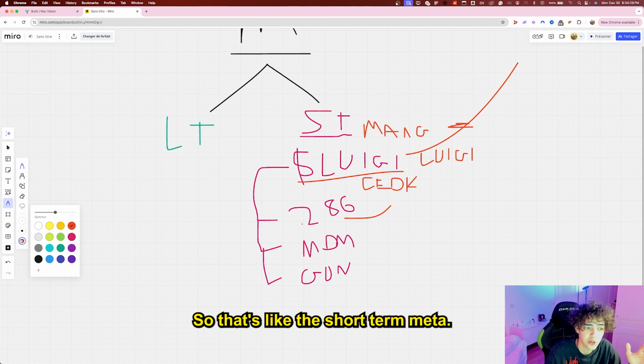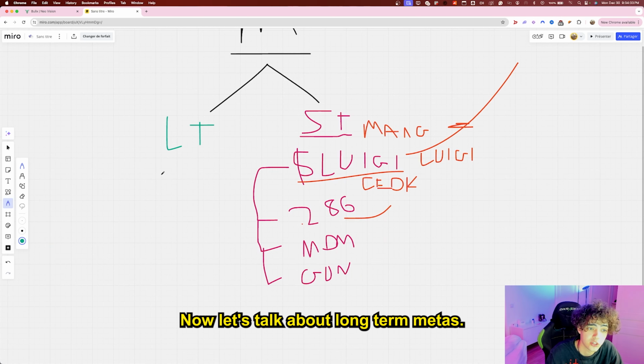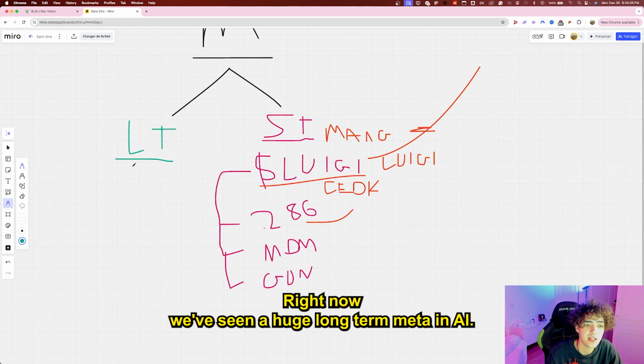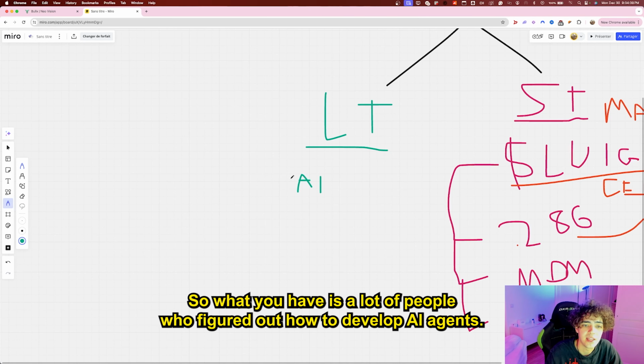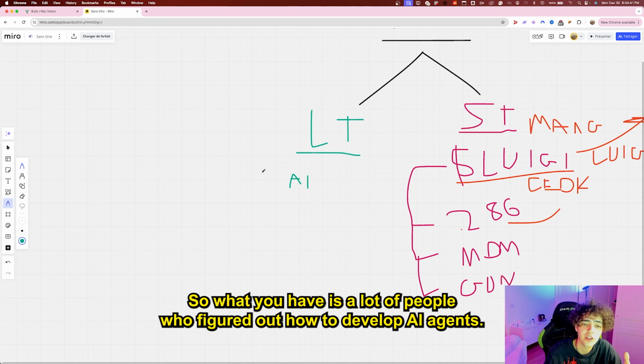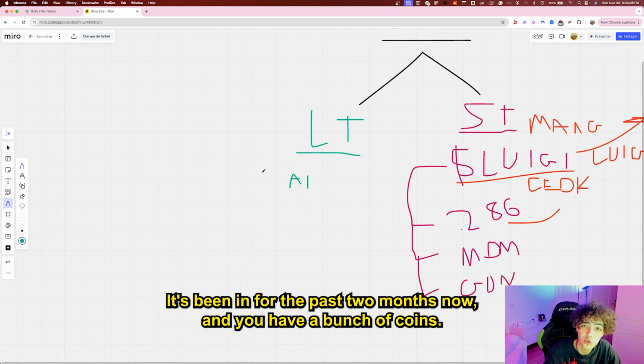So that's like the short-term metas, and that's how narratives fuel short-term metas. Now let's talk about long-term metas. Right now, we've seen a huge long-term meta in AI. So what you have is a lot of people who figured out how to develop AI agents. It's like what's in right now. It's been in for the past 2 months now.